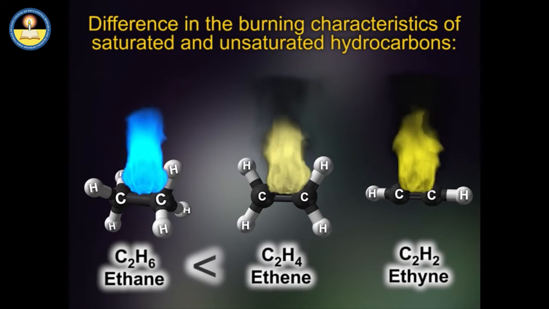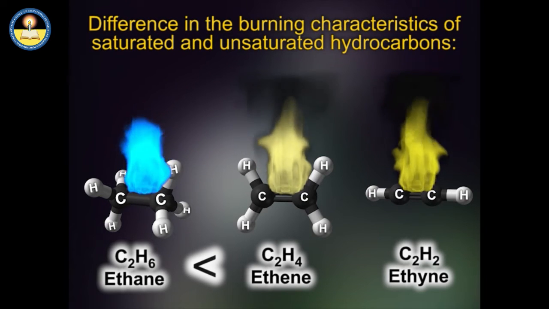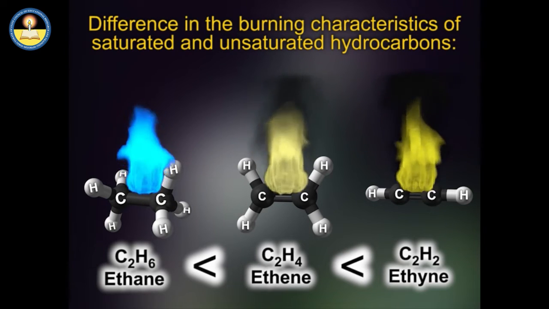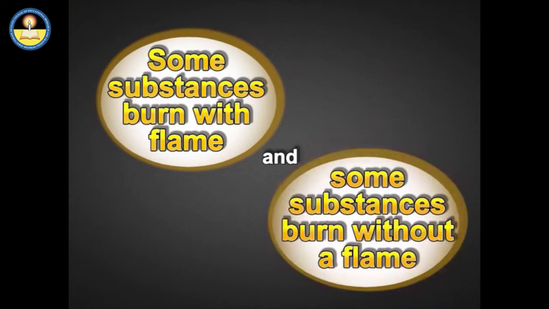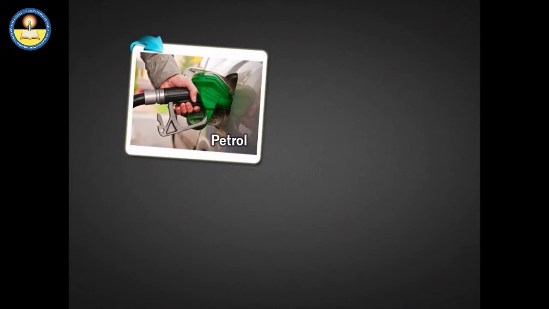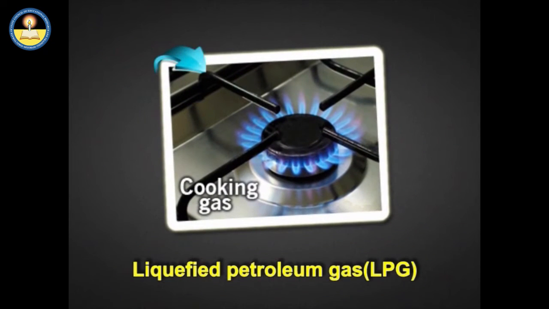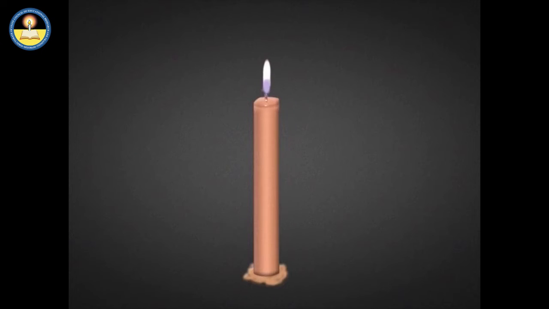C2H6 has lesser number of carbon atoms as compared to C2H4, and C2H2 has lesser number of carbon atoms as compared to C2H6 and C2H4. Some substances burn with flame and some substances burn without a flame. Petrol, ethanol, candle wax and cooking gas, that is liquefied petroleum gas, also called LPG, all burn with a flame. A flame is produced when a gaseous substance burns.